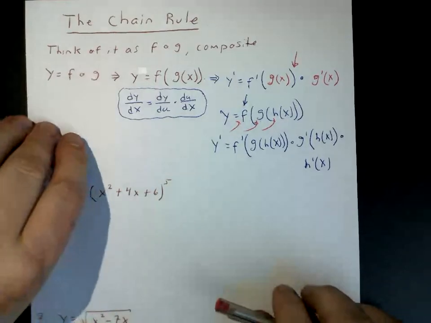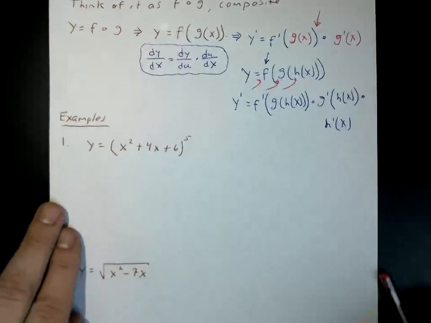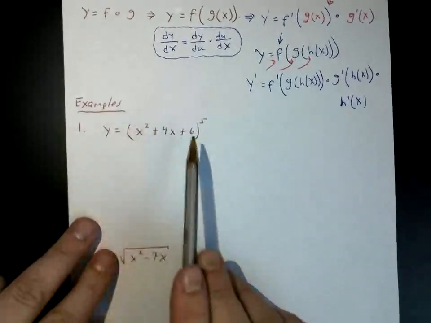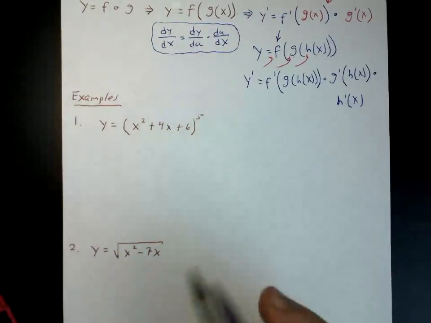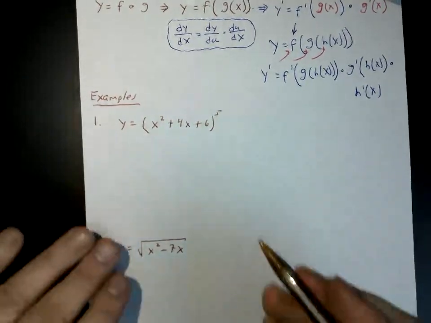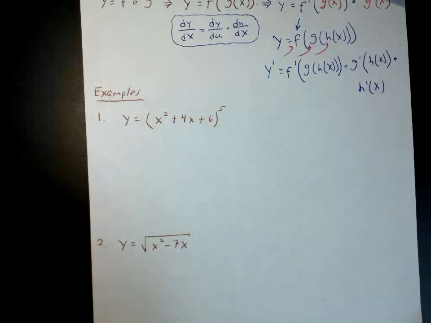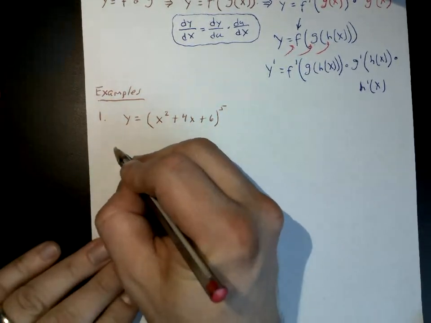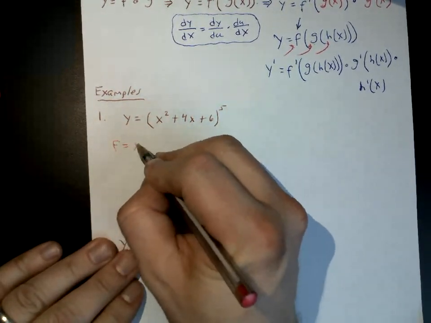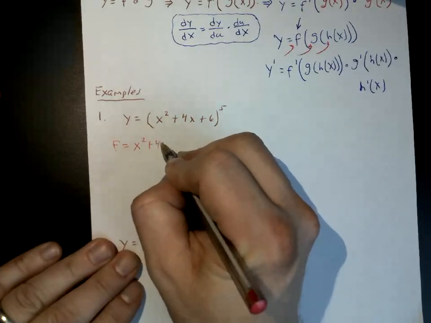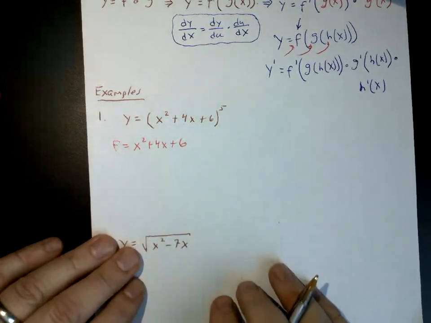So let's do a couple examples. Maybe this will sink in enough times. But here we go. So let's say you have this example here. Pretty straightforward. Now, what I would recommend you do is say, okay, what if I said f is going to be x squared plus 4x? Okay, there's my first function.